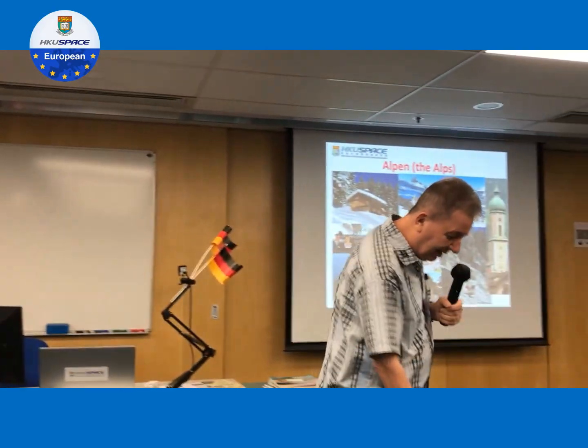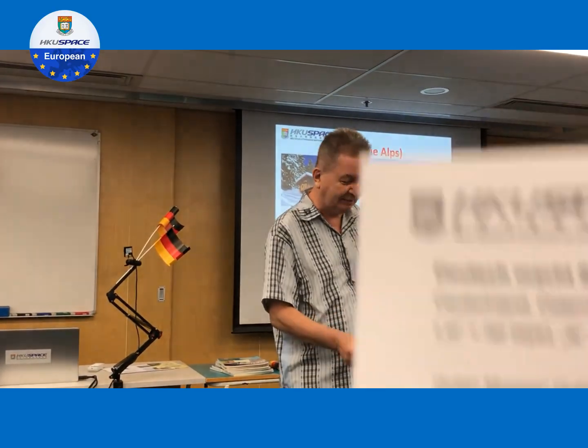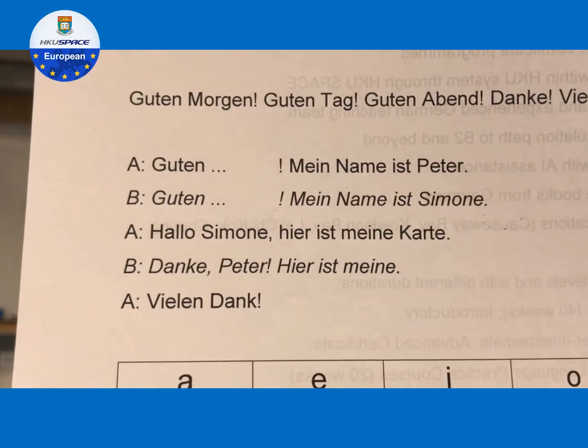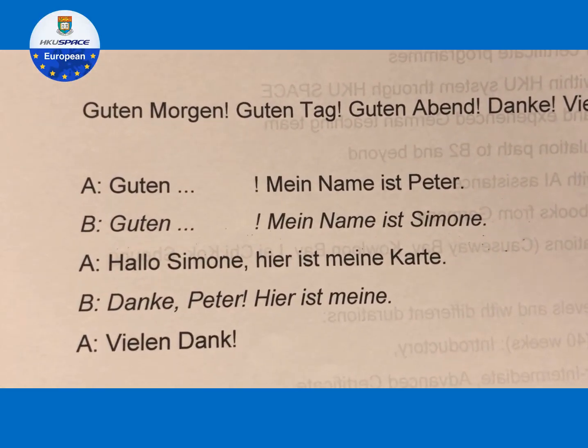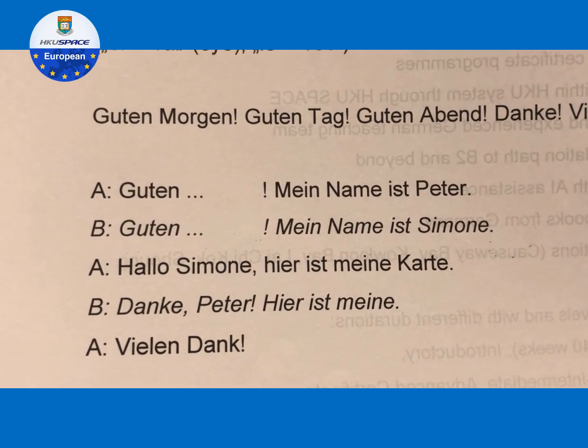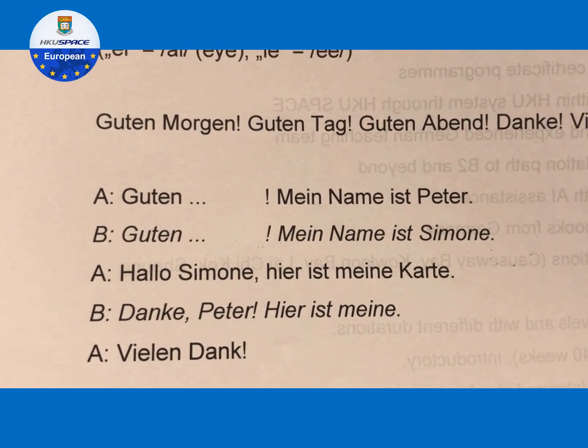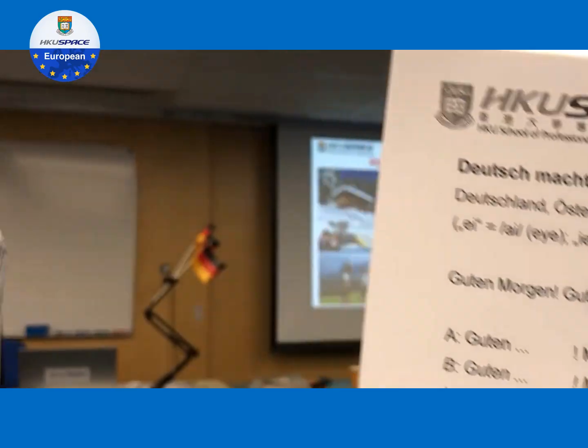So okay, the other person says, Danke. Hier ist meine. Here is mine. My what? Of course, my name card, right? Of course, we have a word for name card. But we like to shorten things, right?